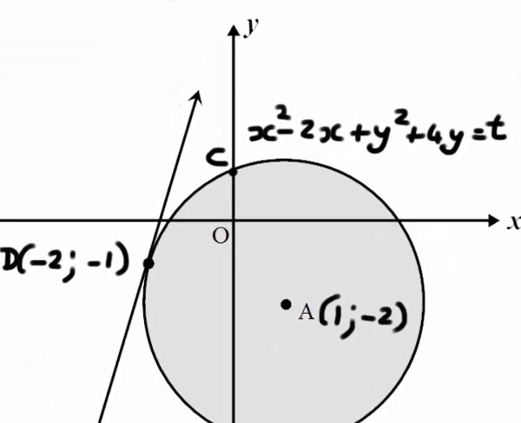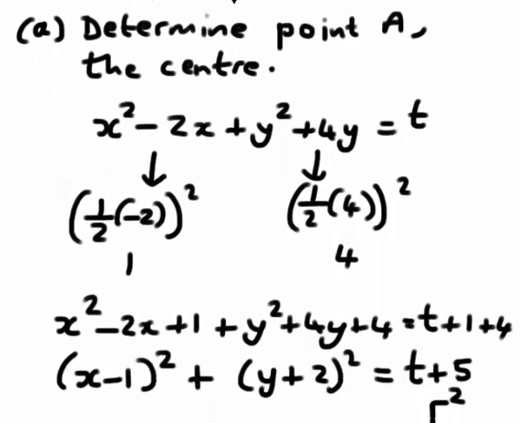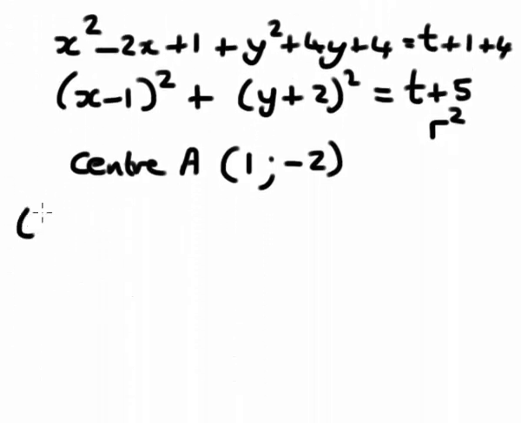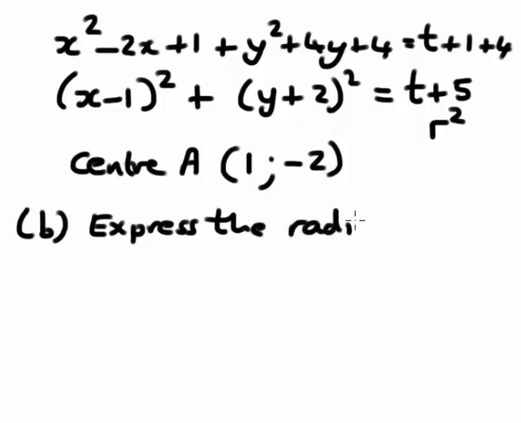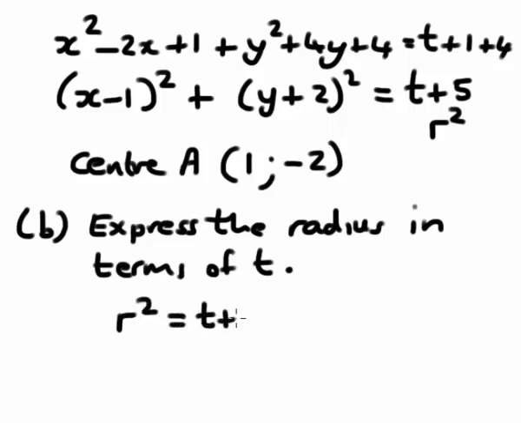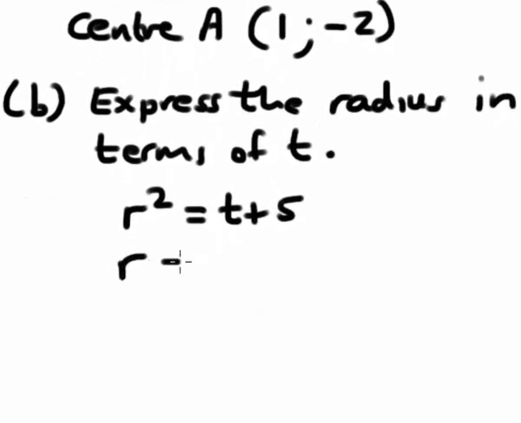You'll notice I've done a lot of completing the square throughout these examples. The next question I want to discuss is: express the radius in terms of t. Now, what do we know? We know that r squared is t plus 5. That is, the radius squared is t plus 5. So the radius is then the square root of t plus 5. That is expressed in terms of t.